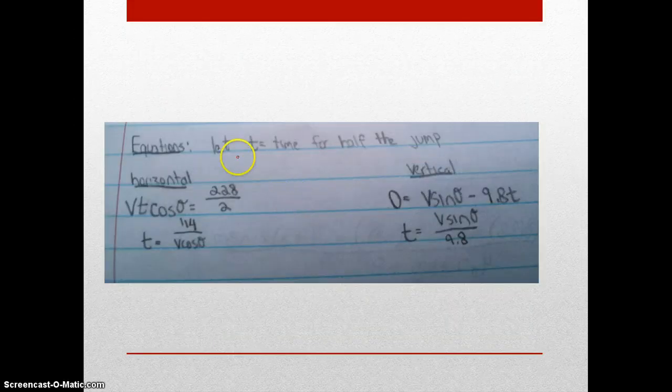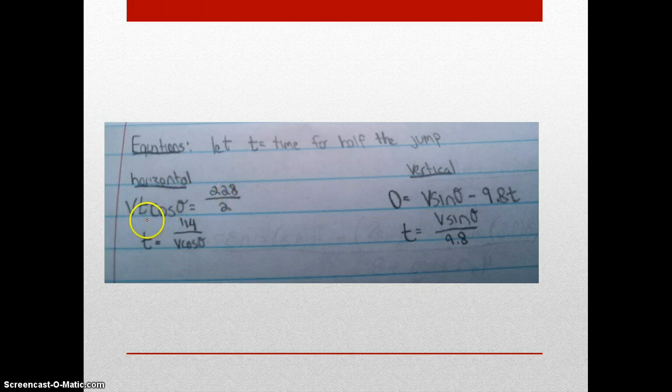So here are the equations. Now we can let t equal half the time of the jump, and this is useful because if we let t equal half of the jump, then it would be at its max height, where vertical velocity would be 0. So for the horizontal equation, v t cosine theta would give us 228 over 2. So it's the range over 2, which is half the distance, and horizontal velocity times time, which would give us displacement.